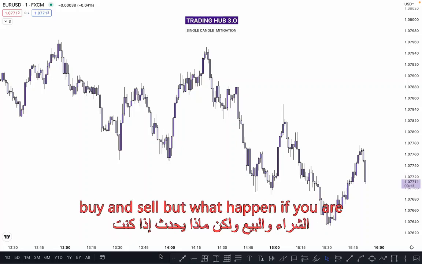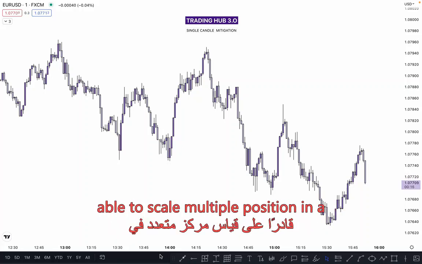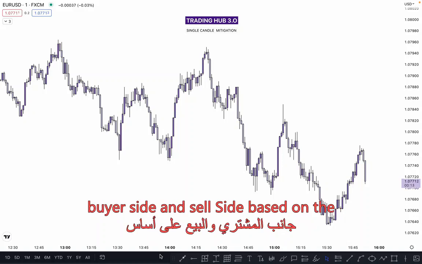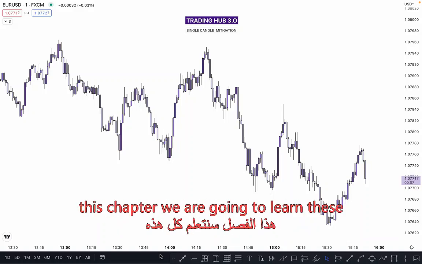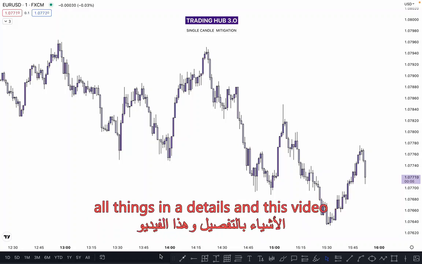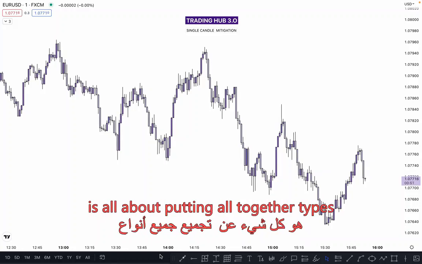But what happens if you are able to scale multiple positions on the buy side and sell side based on the single candle mitigation entry? So in this chapter we are going to learn all these things in detail, and this video is all about putting everything together.